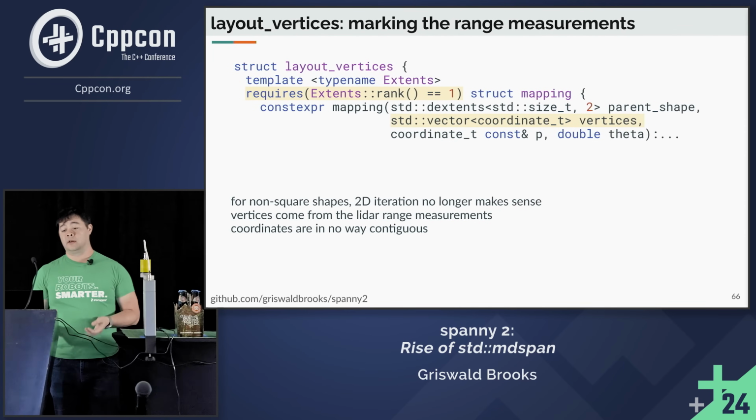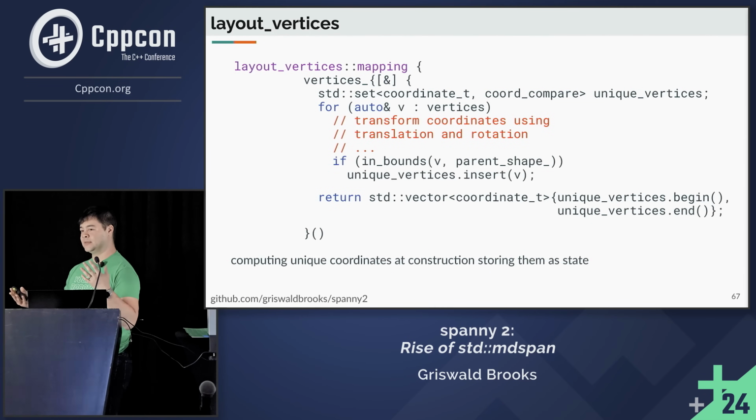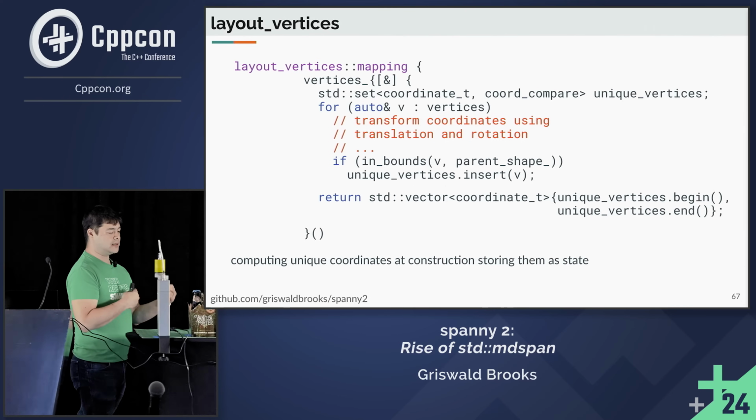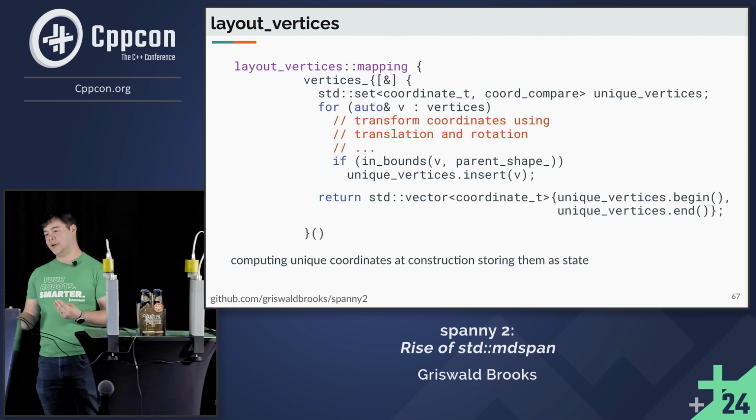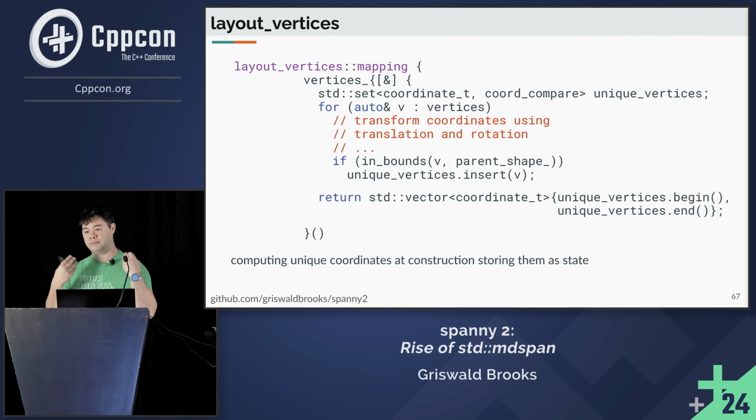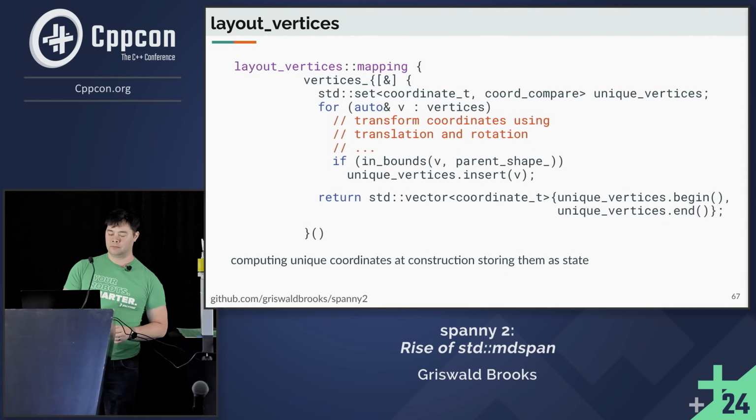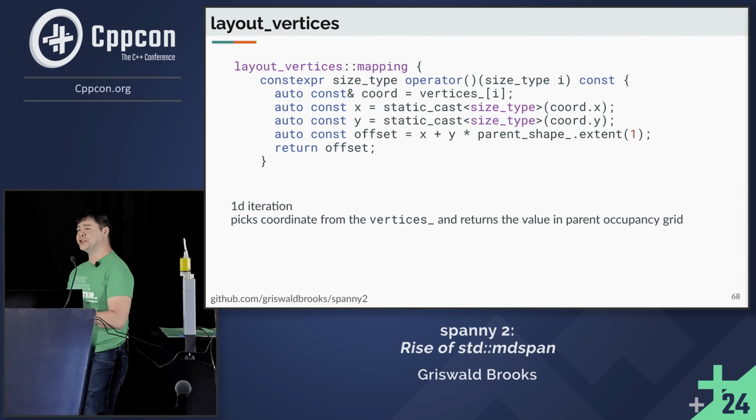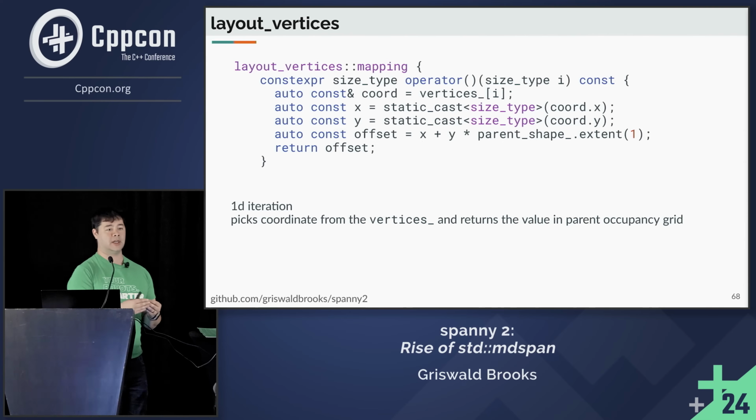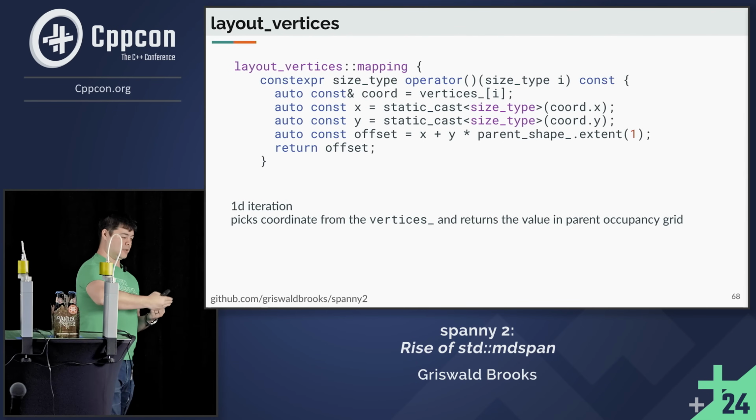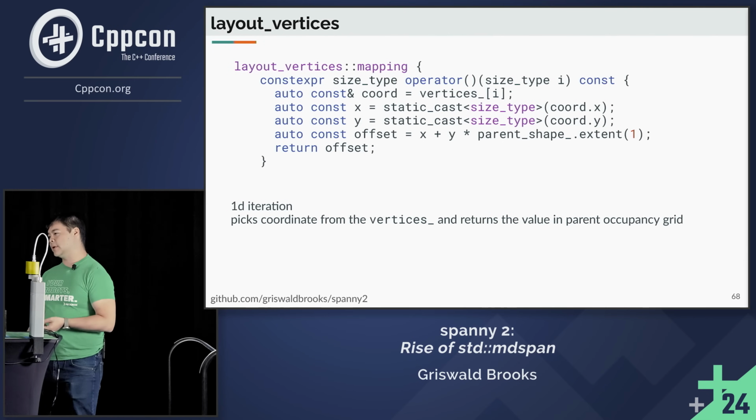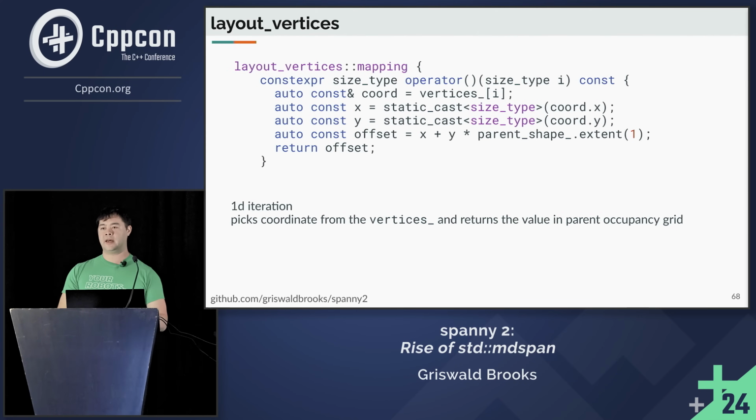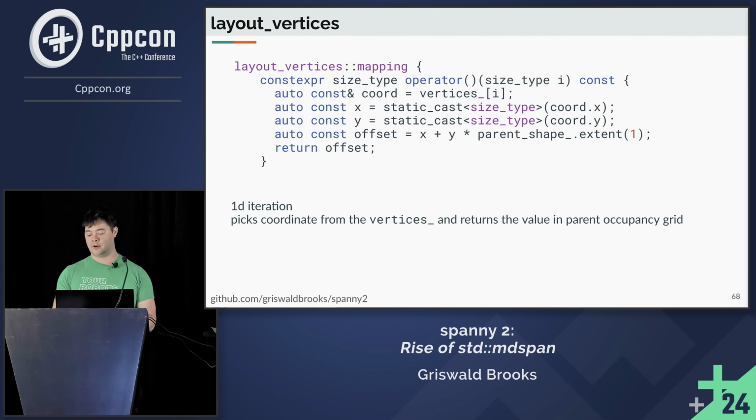So layout, vertices: give it the vertices, take them, and transform them into the space that we want. And then here, because the laser points could hit some of the same points, and we want to make sure that the mapping is unique, we're just going to stuff all that into a set and then pop it back out as a vector. And this makes the call operator super, super simple, because we're just going to iterate through the 1 to n number of elements. We're going to take the coordinate that we stored in the vertices list, transform that back into the strided layout, and we have our offset.